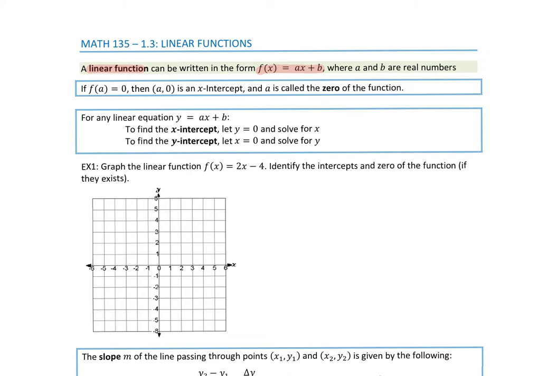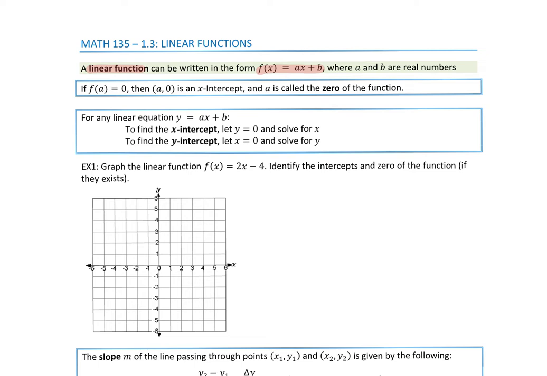Now, a linear function, if we graph it, will be a line, which is why it's called a linear function. And when we graph lines, there are some very important points that we want to find. Basically, those would be the points, if they exist, where the lines cross the x or the y axis.